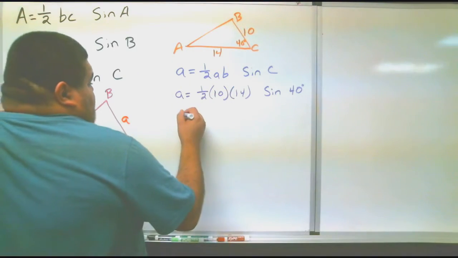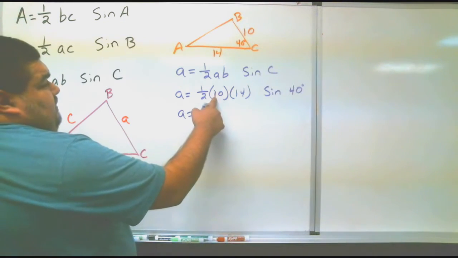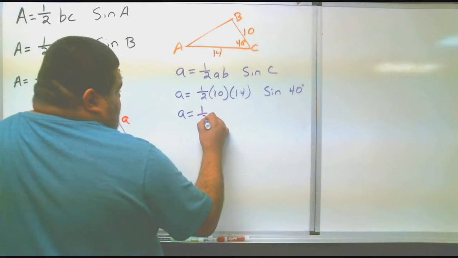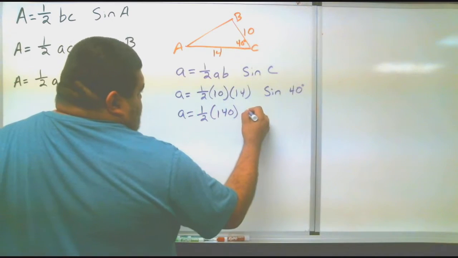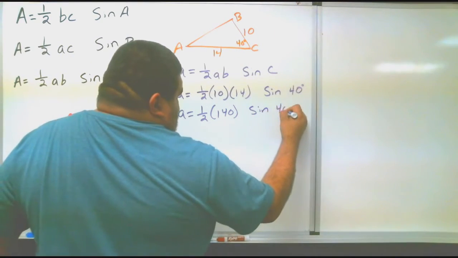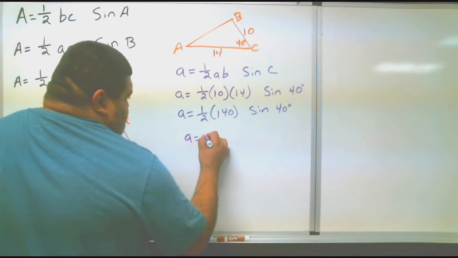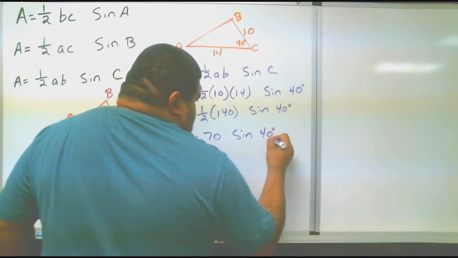We can say A equals, we can cut that in half, or we can say 10 times 40, 10 times 14. So we have 1/2 times 140 sine of 40 degrees. Okay? Cut 140 in half. A equals 70 times sine of 40 degrees.